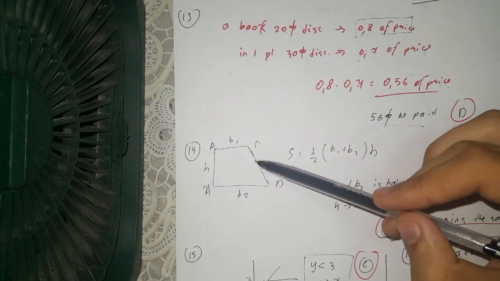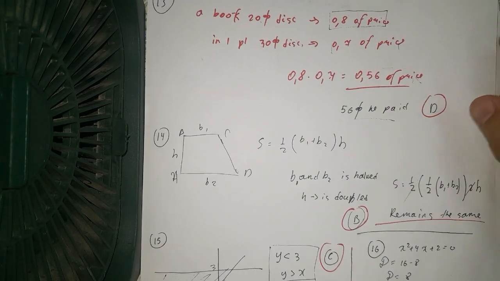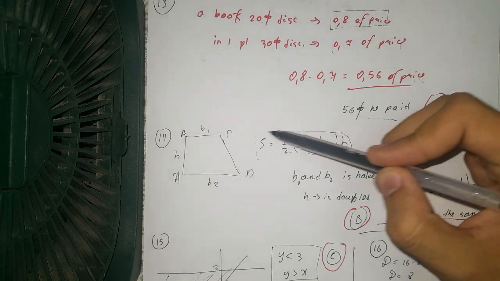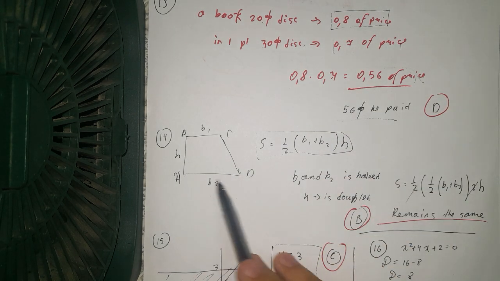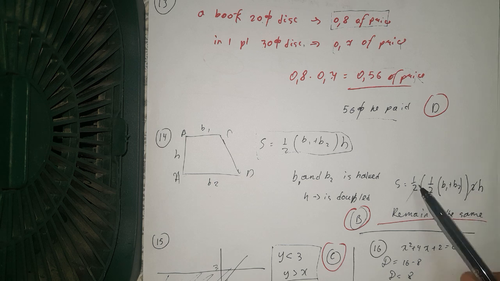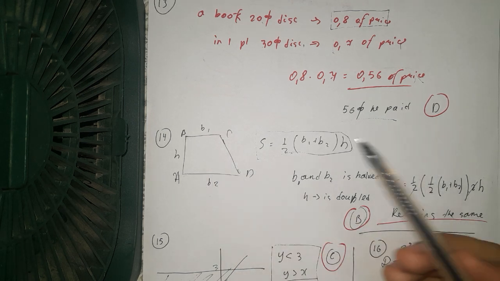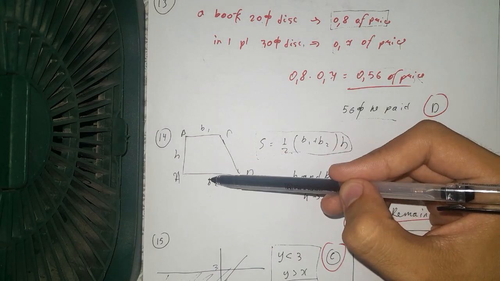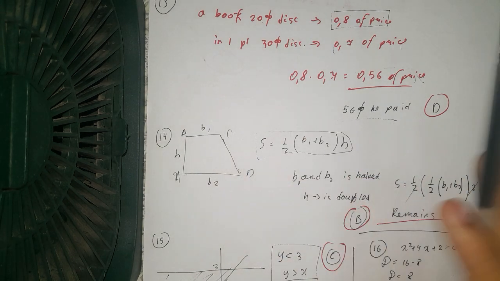There's a figure, a trapezium. It's a formula for how to find the area of this. So it said that the base is halved and the height is doubled, which means that this and this go, and the formula has no change, which means no change if we halve the base and double the height. No change.